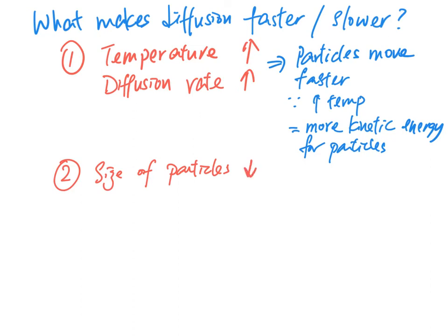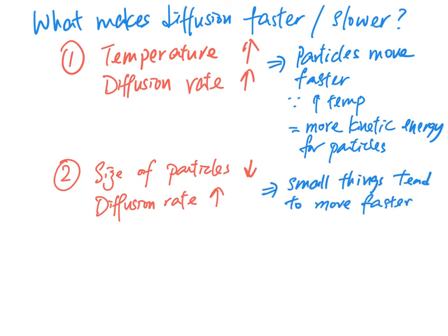The second factor is the size of the particles. If you have smaller particles, the diffusion rate will be higher. This is easy to understand because small things tend to move faster.